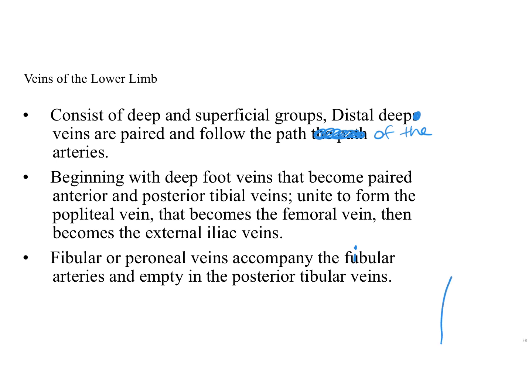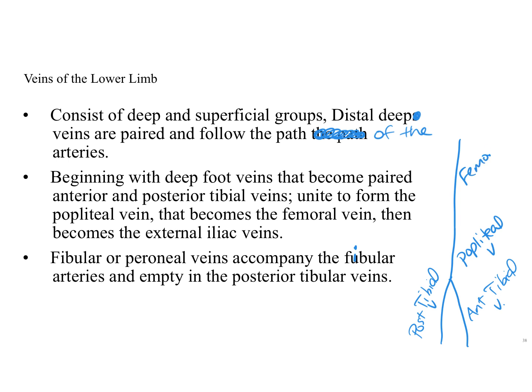So that looks like this. We have the posterior tibial vein, the anterior tibial vein, and they become the popliteal vein. And that popliteal vein becomes the femoral vein. And the femoral vein becomes the external iliac vein. And that happens once that femoral vein pierces through that inguinal ligament.